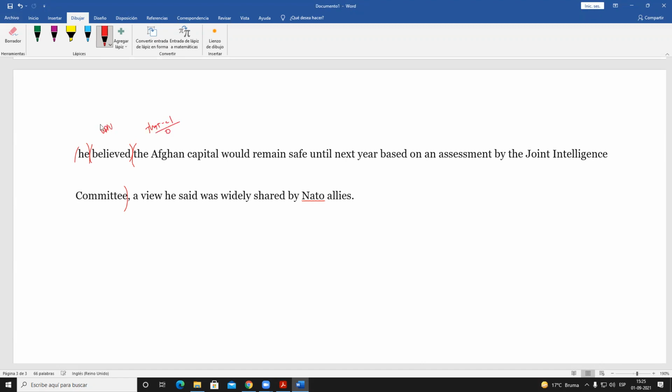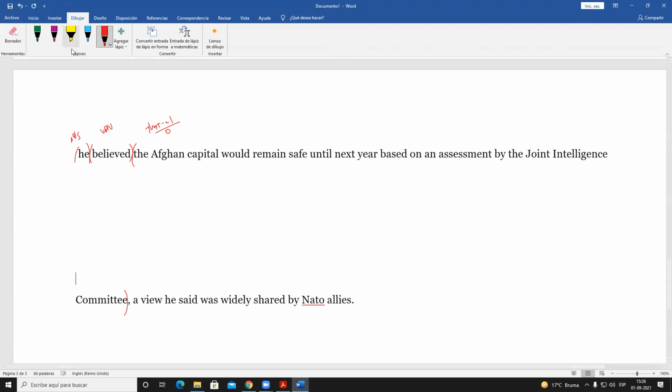This is a verb phrase verb, and this is a noun phrase subject. No problem in that place. I'm going to move this a little bit. Okay, we're going to go for the easiest one.